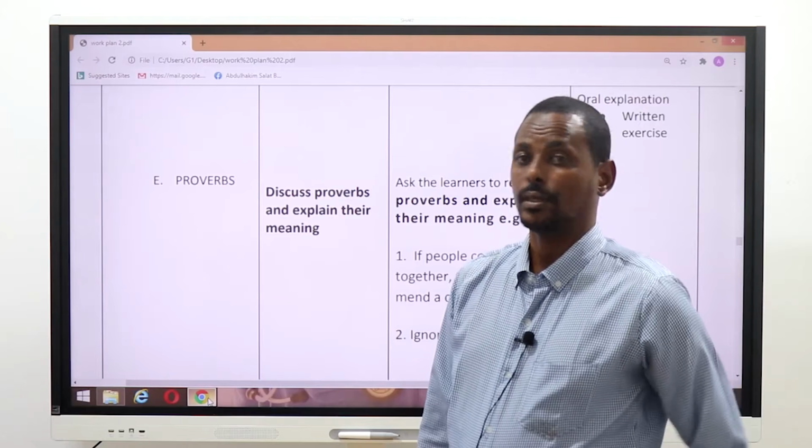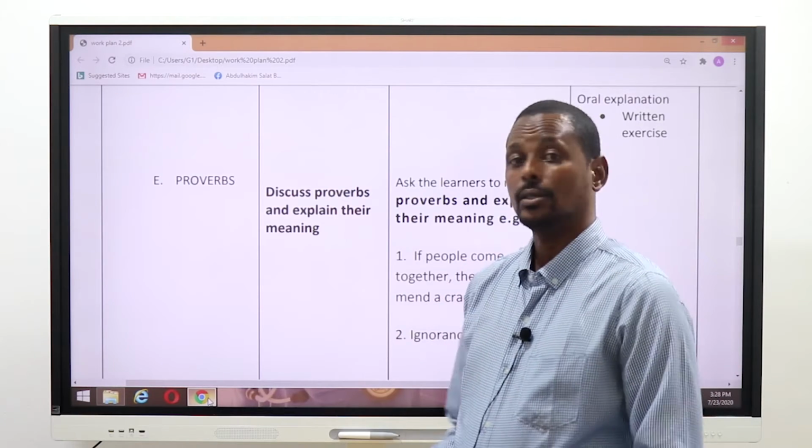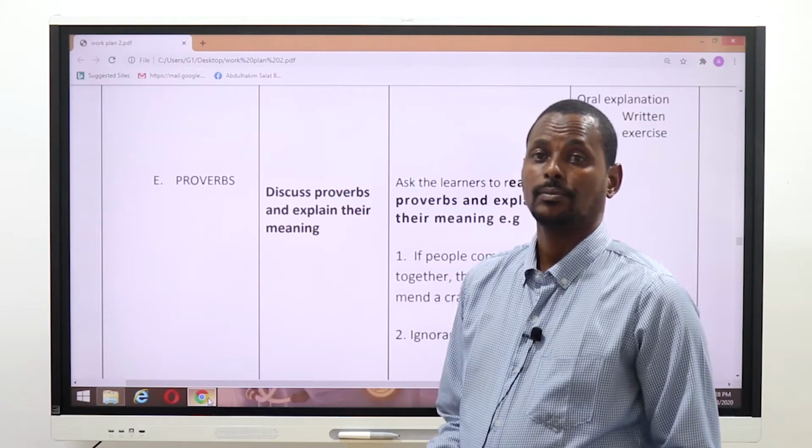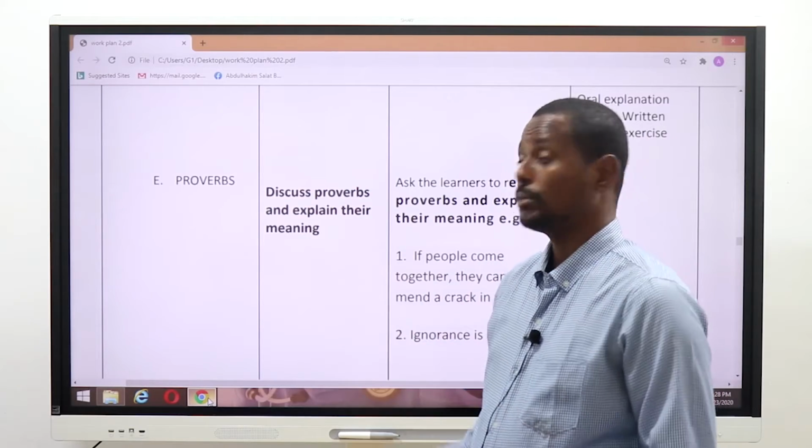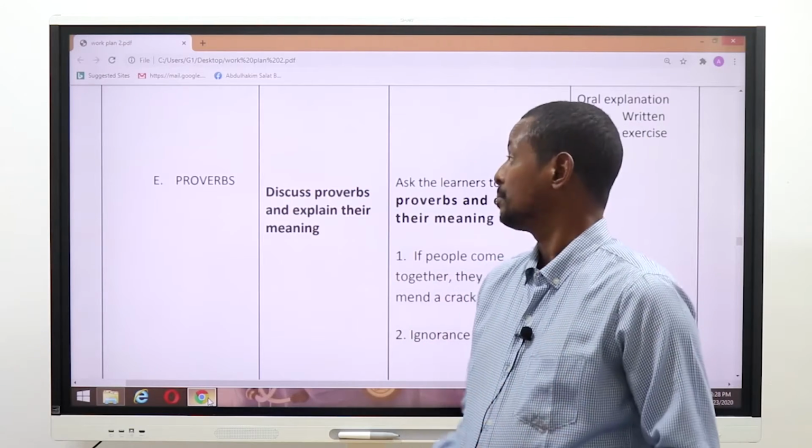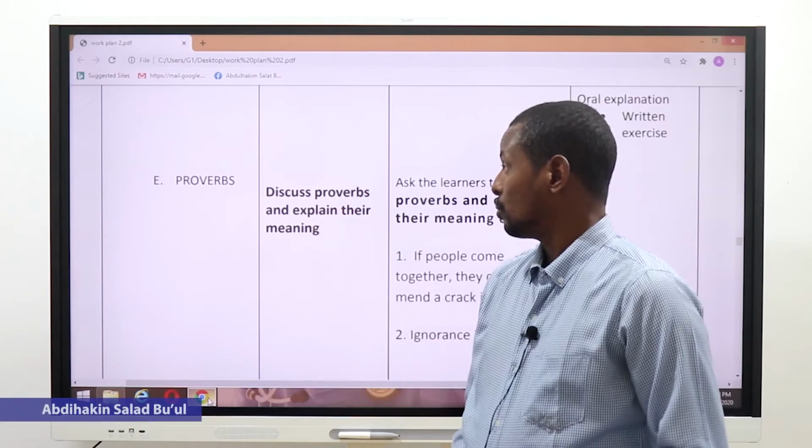Assalamu alaikum. Now we will again continue the same unit. After vocabulary, we have proverbs.